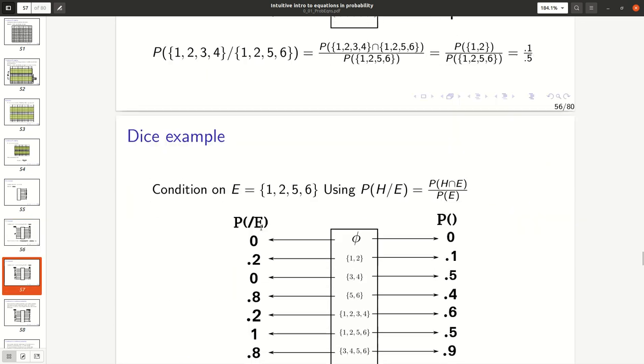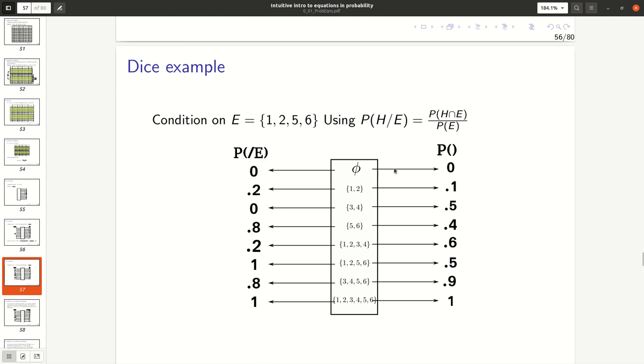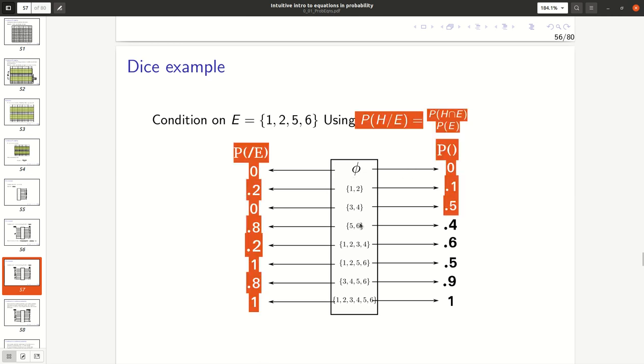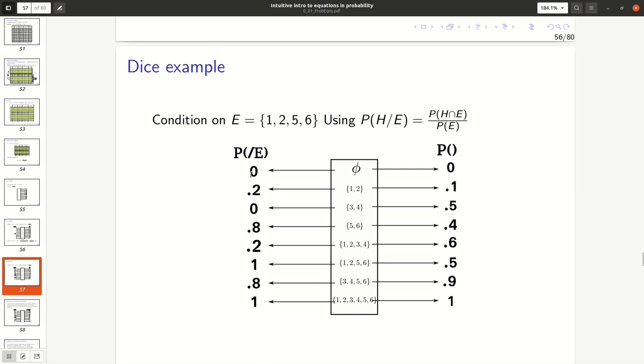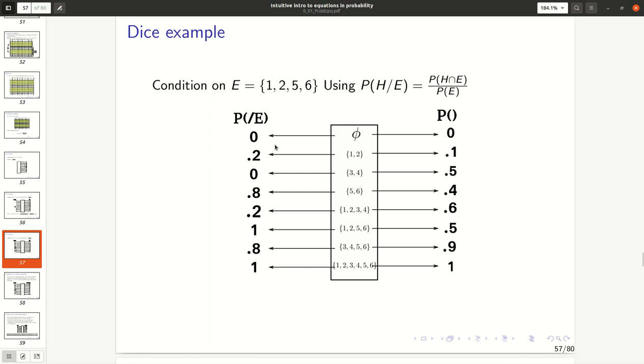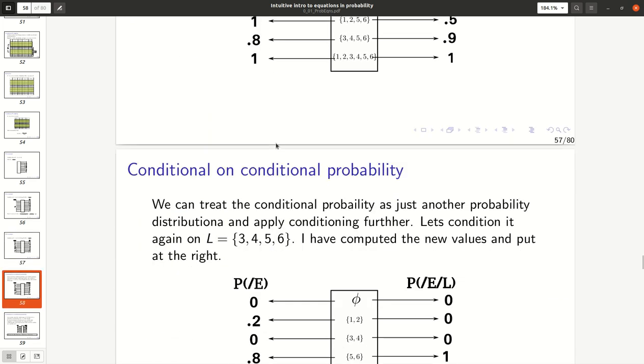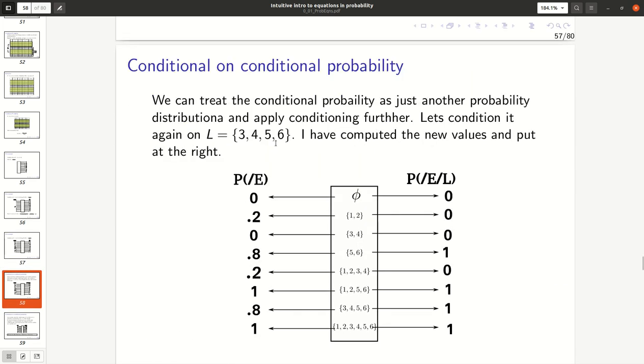Continuing like this, we can find out the conditional probability of all other sets listed here. I have given those values on the left hand side. Please try to verify these values by doing calculations on your own. So, applying conditional probability again.